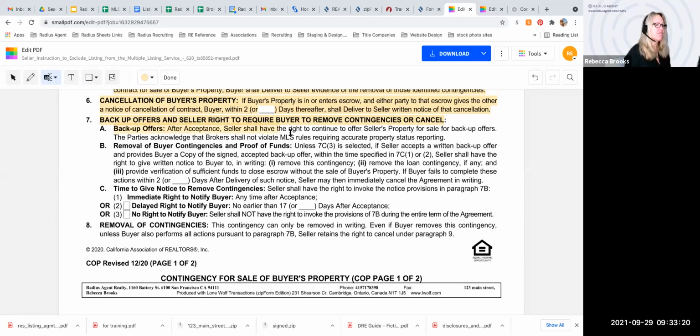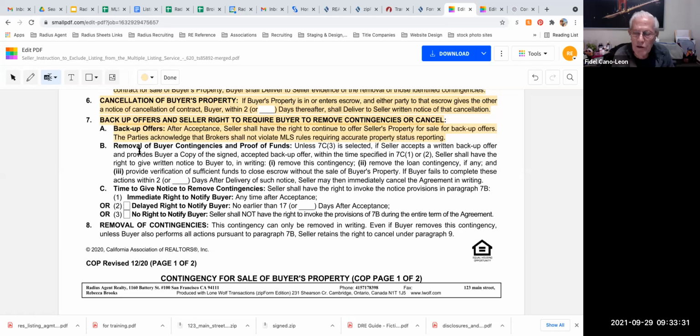Okay, so backup offers. After acceptance, seller shall have the right to continue to offer seller's property for sale for backup offers. Okay, so that's basically saying the seller is allowed to do that. Okay. Is that usually until the closing of escrow?